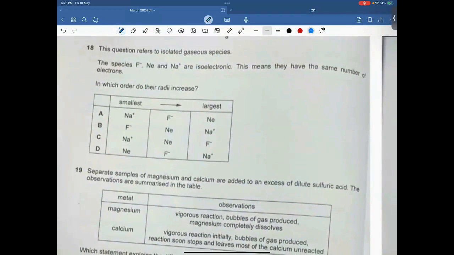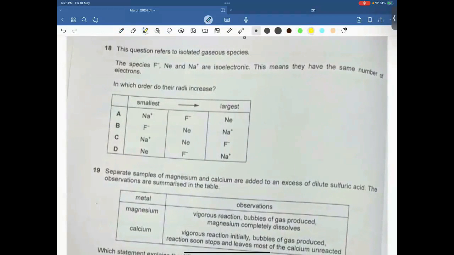Question number 18. This question refers to isolated gaseous species. The species fluoride, neon, and sodium are isoelectronic. Isoelectronic species are those which contain the same number of electrons. We have discussed this in class, which means all of them have the same number of electrons. In which order do their radii increase?